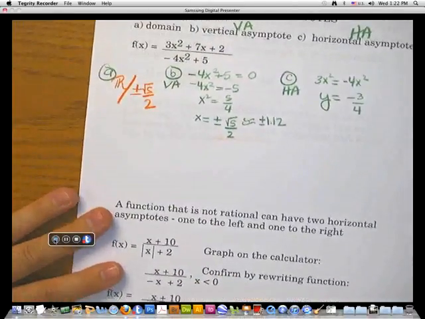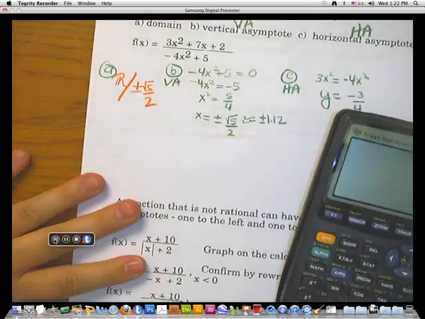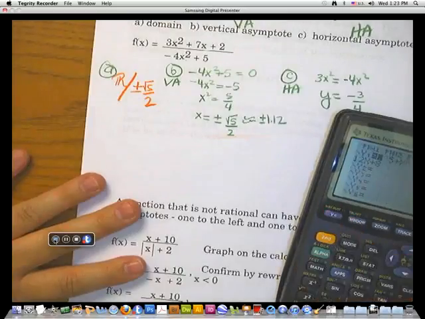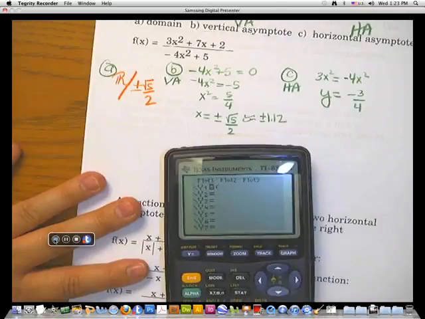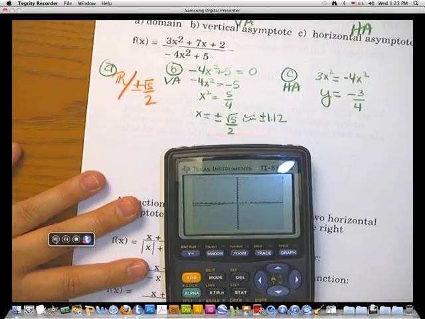You will be asked to make some sketches, and you can do that fairly quickly with your calculator. So y equals, the numerator, you're going to want to put it in parentheses, 3x squared plus 7x plus 2, divided by the denominator. Again, put it in parentheses because otherwise it will be read incorrectly by order of operations. And we see a quick picture.